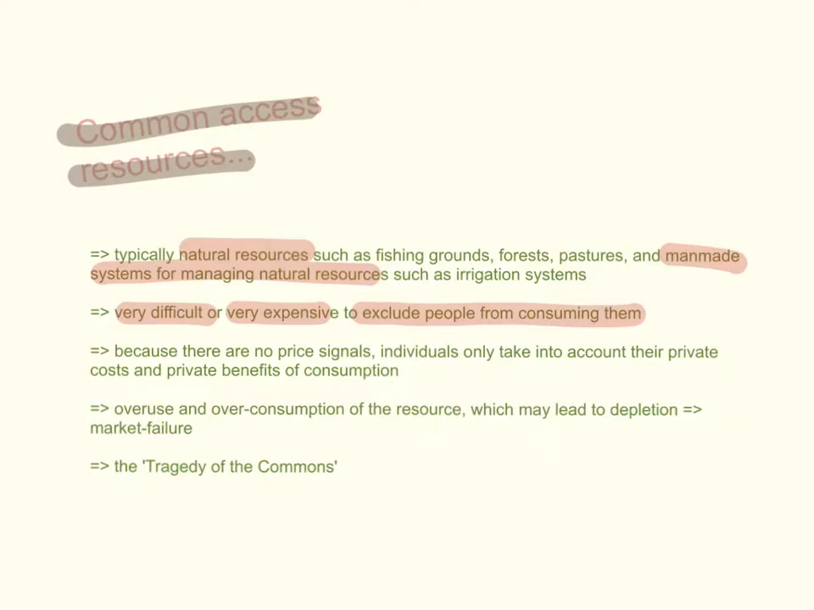And because there are no price signals, individuals will only take into account their own private costs and their own private benefits of consumption. So there tends to be a problem of overuse and overconsumption of these resources. This may lead in the long run to the depletion of this natural resource or this man-made system for managing a natural resource. And this is a form of market failure. This form of market failure is sometimes referred to as the tragedy of the commons.